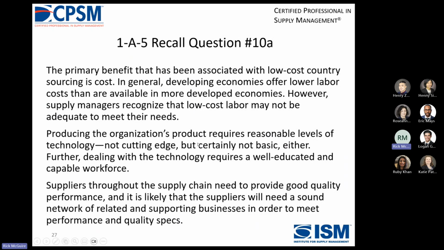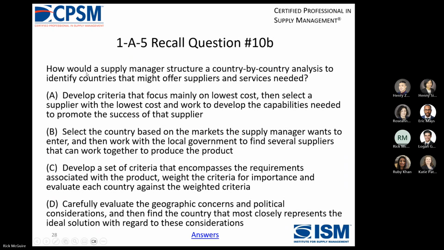Producing an organization's product requires reasonable levels of technology, certainly not basic. Further, dealing with the technology requires a well-educated, capable workforce. Suppliers throughout the supply chain need to provide good quality performance, and it's likely that the suppliers will need a sound network of related and supporting businesses in order to meet performance quality specs. How would a supply manager structure a country-by-country analysis to identify countries that might offer suppliers and services needed?